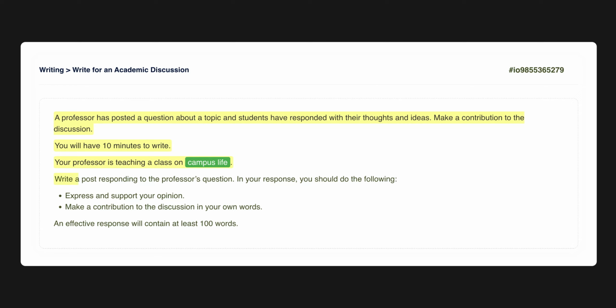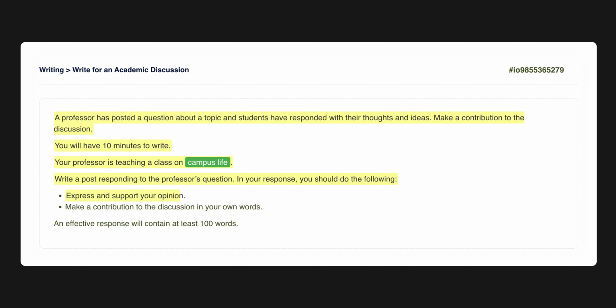Write a post responding to the professor's question. In your response, you should do the following. This part of the prompt is your checklist. It reminds you that your main goal is to answer the specific question asked by the professor. Do not just talk about the general topic. Make sure your post is a direct reply to the professor's inquiry.